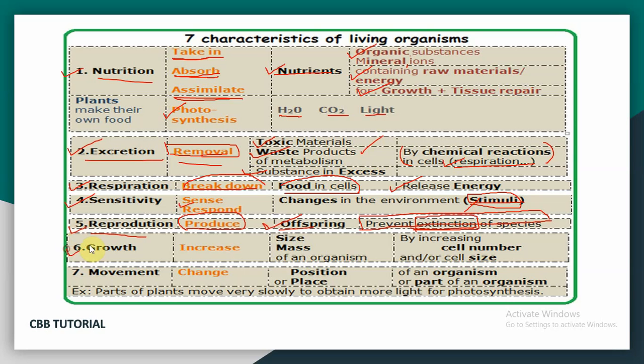Sixth one is growth, an increase in size and mass of an organism by increasing cell number and or cell size. Growth is also a very important factor in our body. And the seventh characteristic is movement, change of position or place of an organism or part of an organism. For example, parts of plants move very slowly to obtain more light for photosynthesis. We can move anywhere, but parts of plants can also move slowly to obtain light.